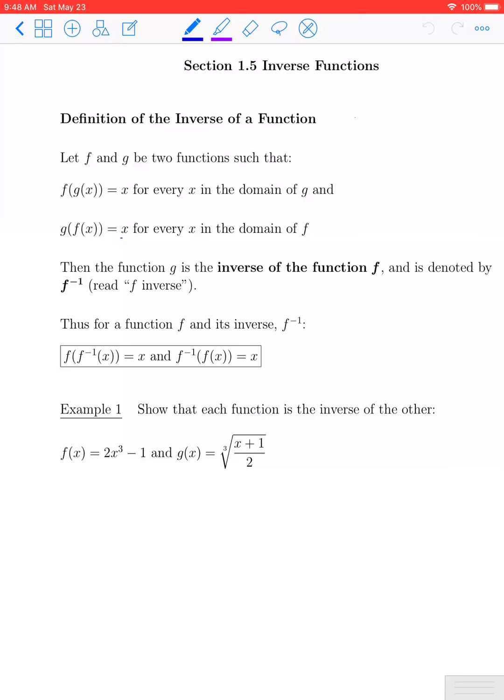In section 1.5, we're going to review inverse functions. The intuitive concept between a function and its inverse is that whatever one function does, the other function kind of reverses it and does the exact opposite.